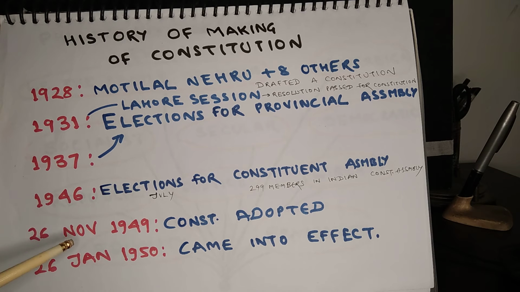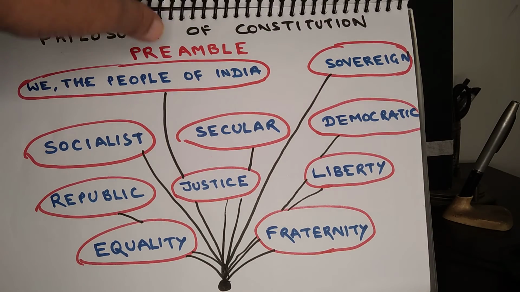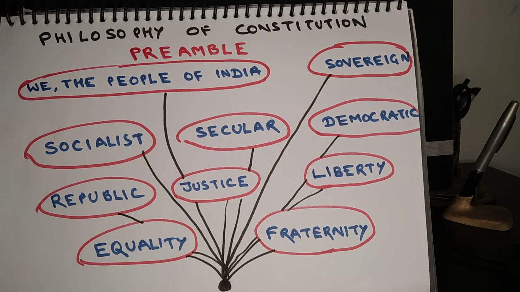On 26th November 1949, the Constitution was adopted and it came into effect on 26th January 1950. And to commemorate this day, we celebrate the Republic Day on 26th January every year. So this is all about the history of making of Constitution. Let us now move on to the philosophy of Constitution.